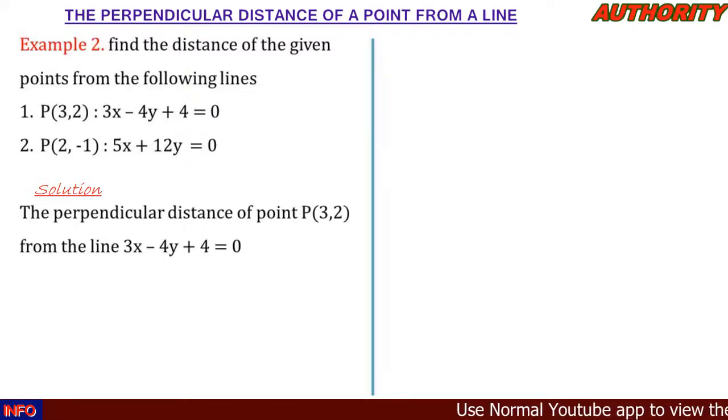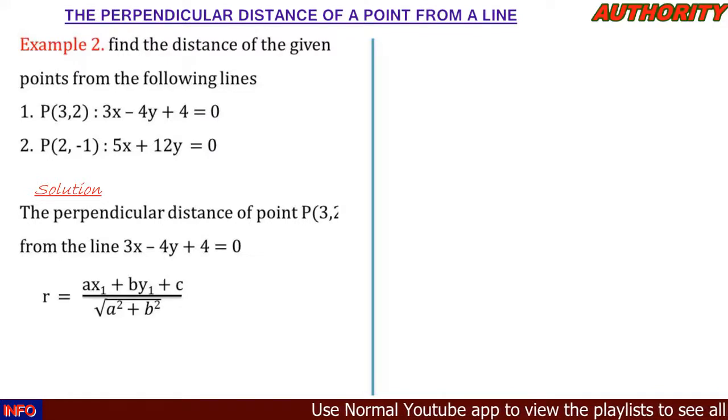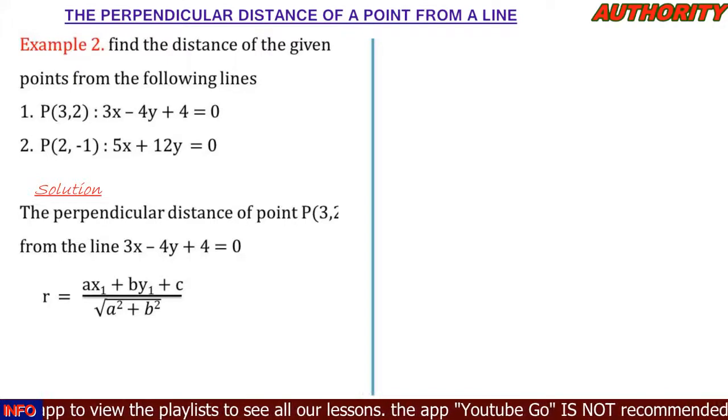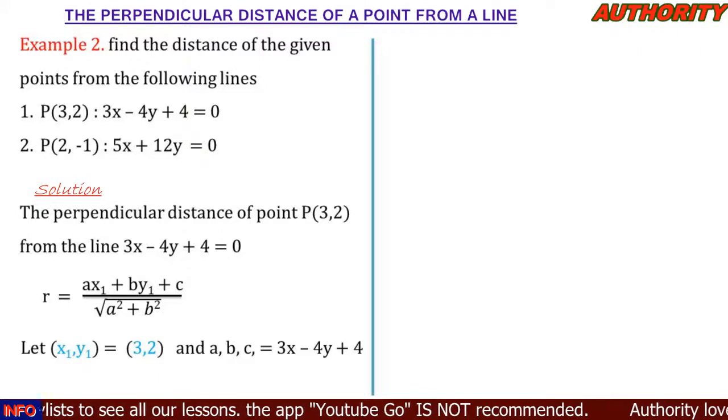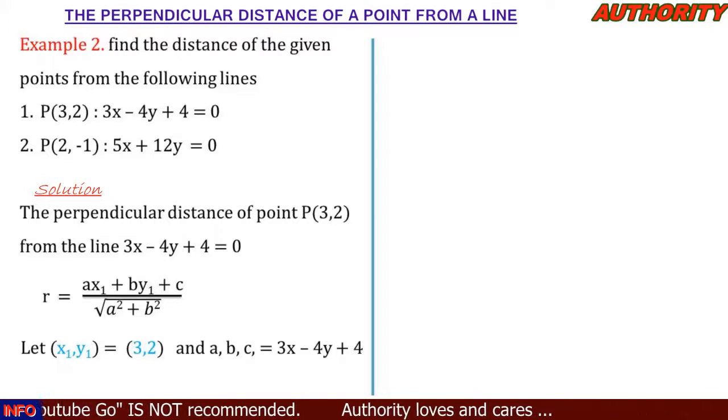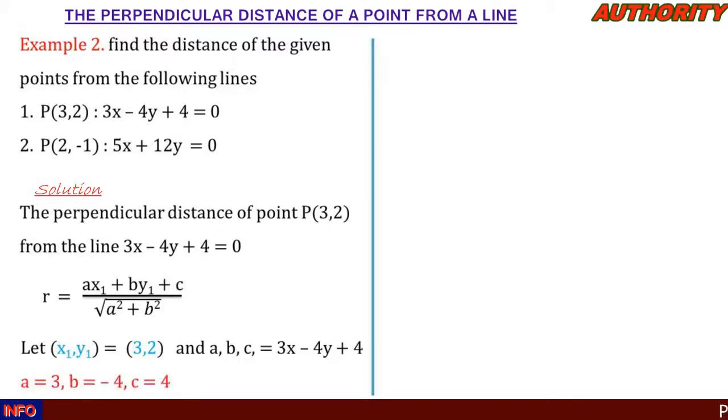Okay, now let's go. Making use of our formula, we have r is equal to ax1 plus by1 plus c all over square root of a squared plus b squared. Now we're going to say let x1 comma y1 equal to the point 3 comma 2. And then let a, b, c come from the line 3x minus 4y plus 4. So we're going to make use of the coefficients. That means a is equal to 3, b is equal to minus 4, and c is equal to 4. So let's plug it into this formula.